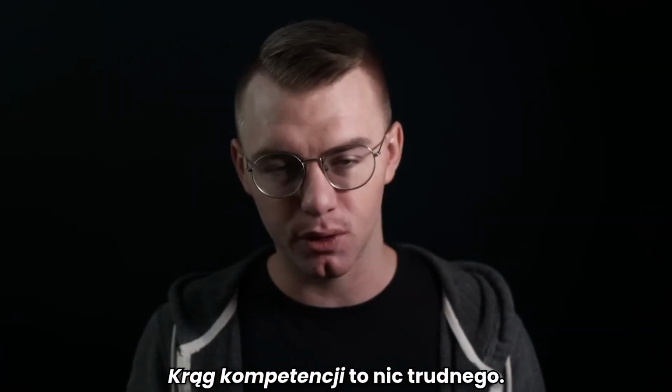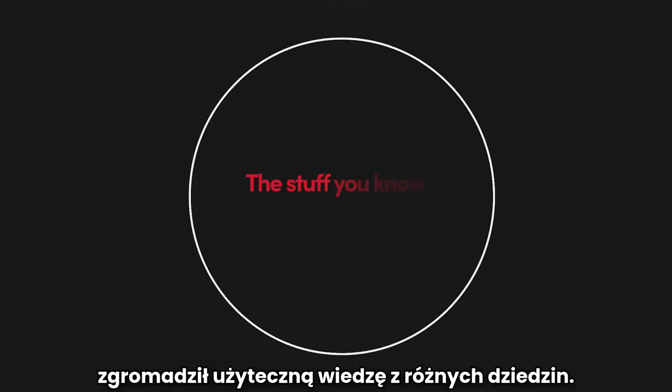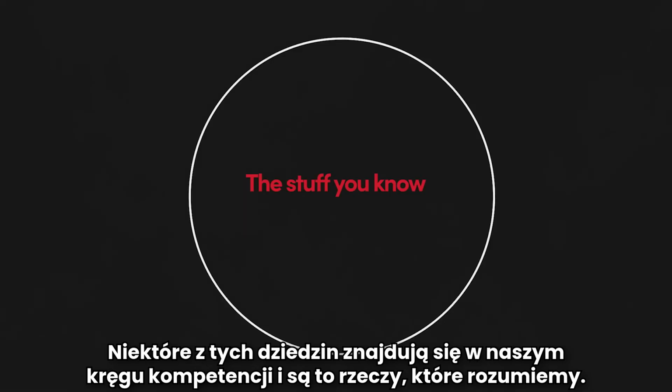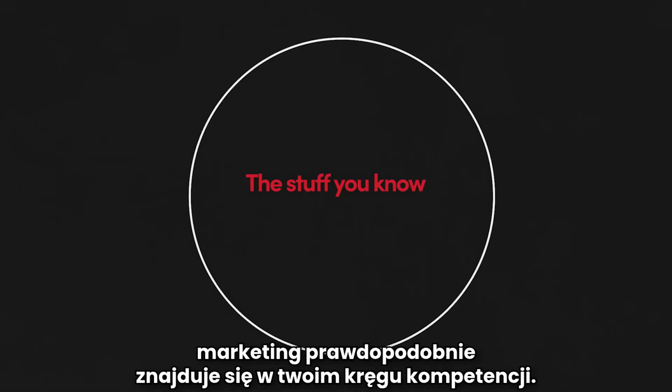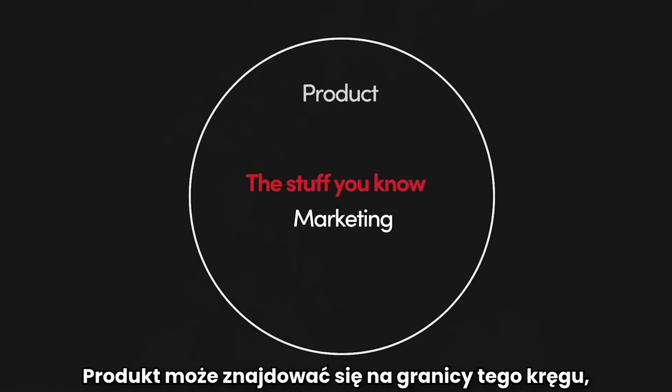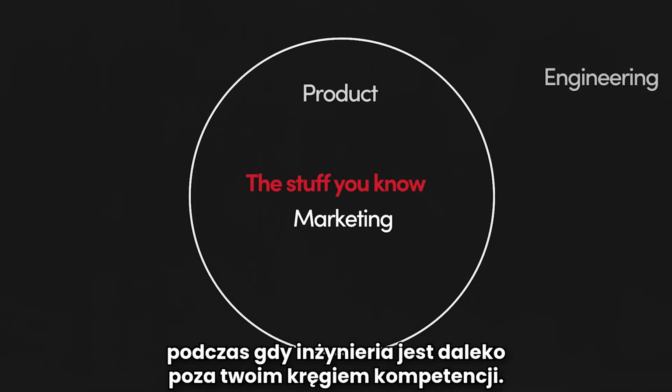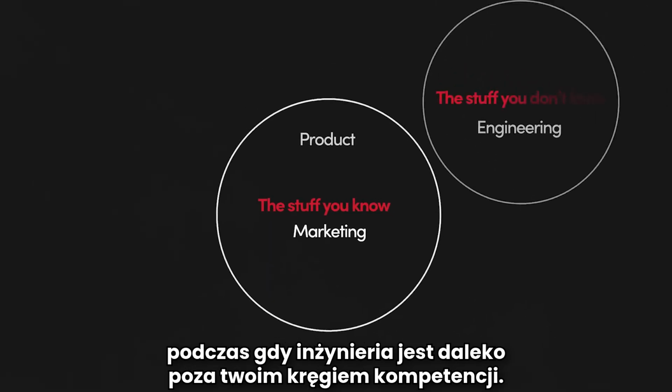Circle of competence is simple. Each one of us, through our experience and our study, has built up useful knowledge on different areas of the world. Some of those areas are inside of our circle of competence, and these are the things that we understand well. If you work as a marketing director, marketing is probably within your circle of competence. Product might be around the edges, and engineering is well outside of your circle of competence.